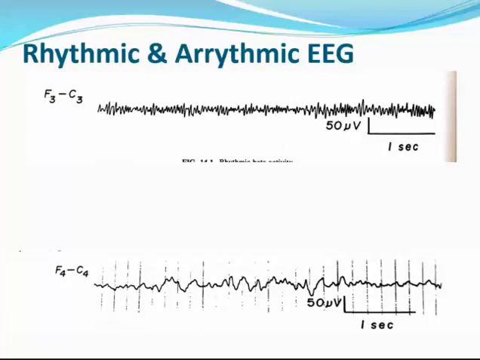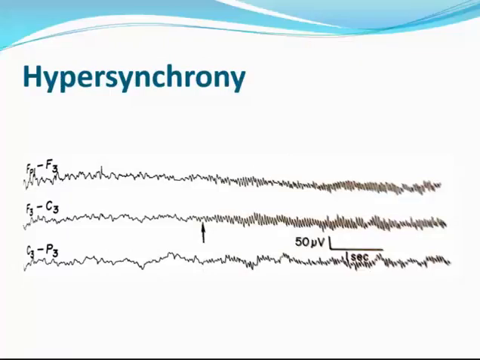A couple of pictures here. The first one is showing rhythmic activity: at the top we have rhythmic beta activity, and at the bottom we're looking at arrhythmic activity. This picture shows hypersynchrony, and this arrow shows that synchrony right there.